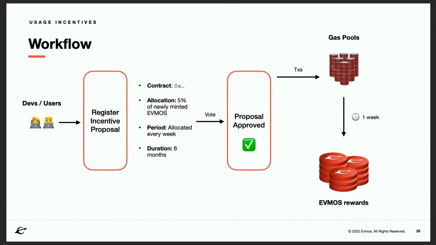So the workflow here is that we have developers or any user of the Evmos ecosystem that can create or register an incentive through governance. Say, for example, I want to incentivize this contract. I'm going to use Diffusion as an example. I'm going to incentivize Diffusion to get 5% of all the newly minted tokens from this 25% that I mentioned before, allocated every week for a duration of 6 months.